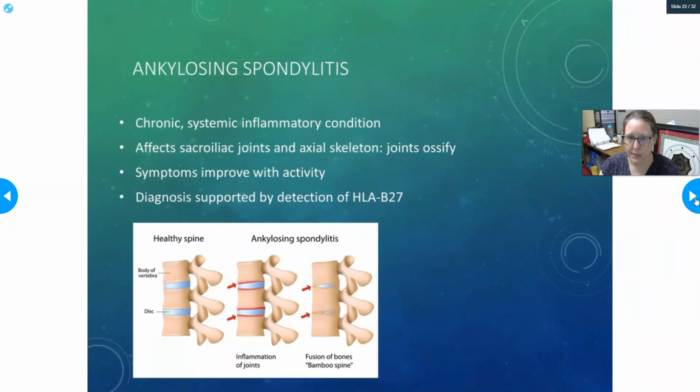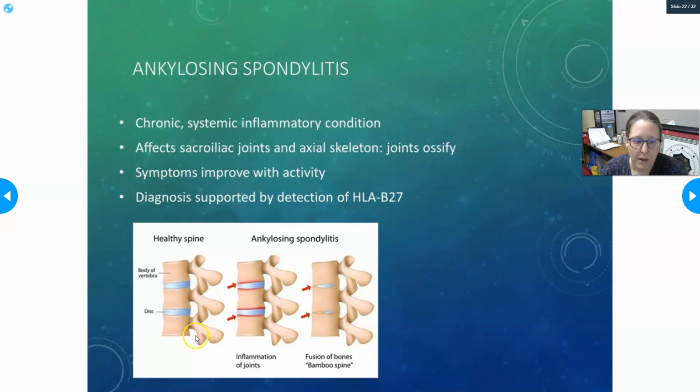Then we have ankylosing spondylitis. It is another chronic systemic inflammatory condition. It affects the sacroiliac joints, so the joints of the hip, and the axial skeleton. I'm sorry, the appendicular skeleton is the arms and legs. The axial skeleton, sorry, is your spine, and in this condition the joints ossify. Obviously, this is what's being shown here.